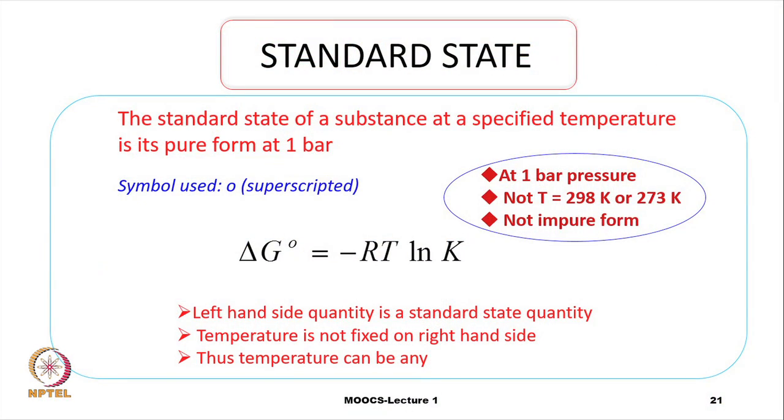In the last slide of this lecture, I would like to define what is standard state and remove any misconceptions which are there about standard state. What is a standard state? The correct definition of standard state is that it is the state of a substance at a specified temperature in its pure form at 1 bar. The pressure should be 1 bar and the substance should be in its pure form, temperature can be any.